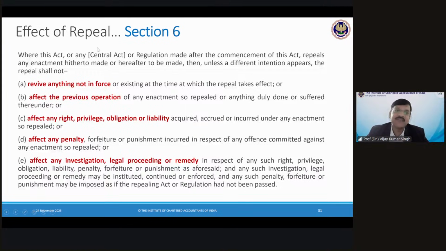Say, for example, SFIO proceeded against someone and later on that offense itself goes away. That does not mean that SFIO proceeding will abate or it will go away. It will continue because of the effect of repeal under Section 6 of the General Clauses Act. However, if the law specifically says that previous offenses are also treated as null and void, then that is a different thing. Then, unless the different intention appears, clause will come into picture. I hope I'm giving you clarity on this.